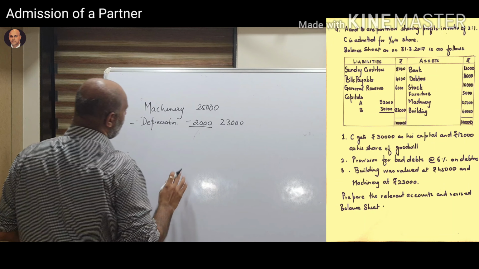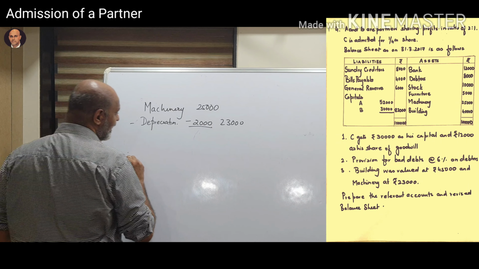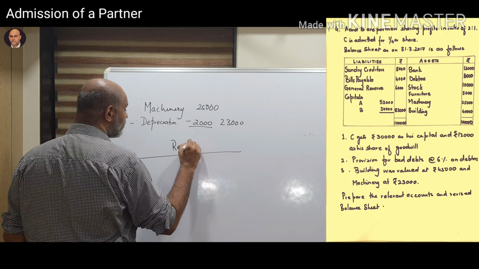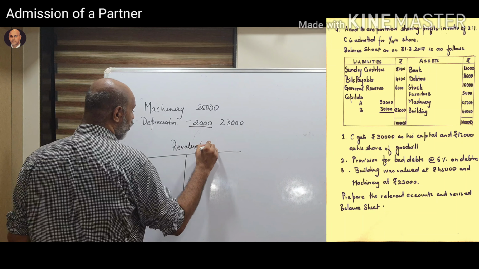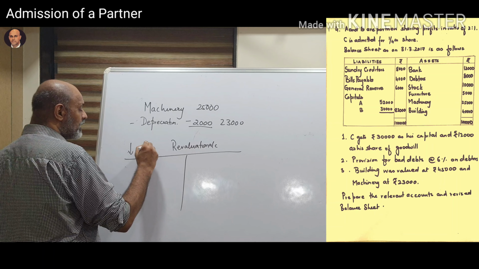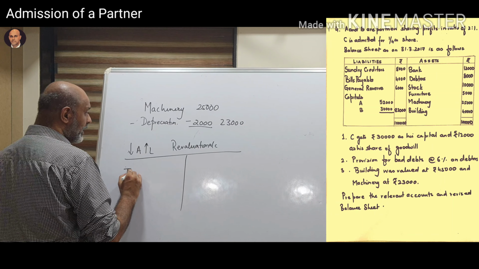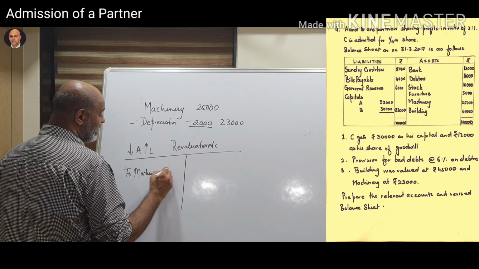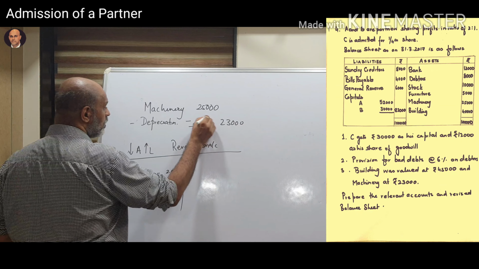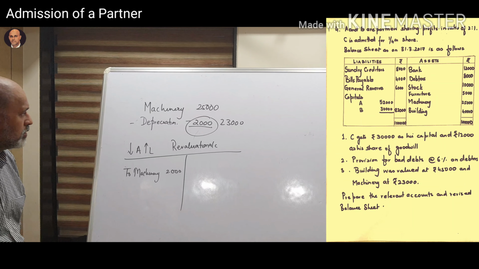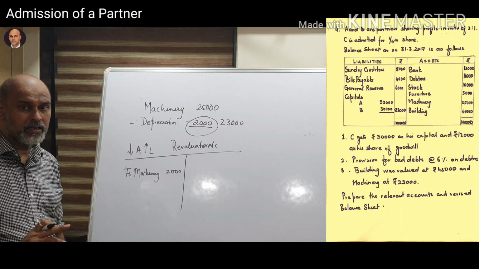Okay, now what do I do? The second effect, I will go to the revaluation account and the value of the asset has fallen down. It's a loss for us. When the value of an asset falls, it is a loss for us. So I put it here as to machinery, and I put the value as 2,000. Only record the value of the fall or the rise. Okay, fine. Is that clear?